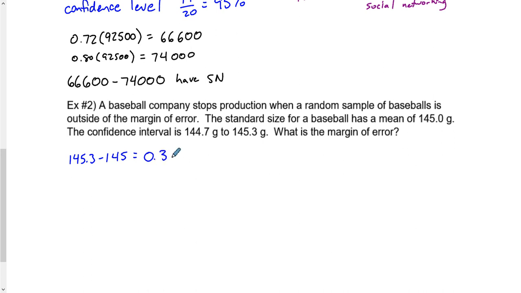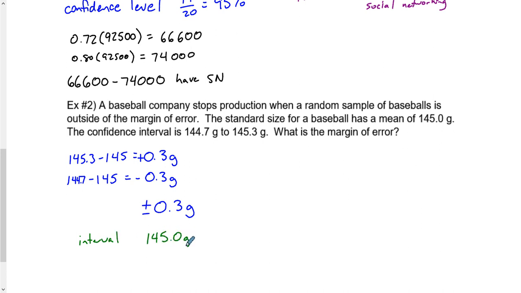Well, it could be 0.3 grams above it, 145.3 subtracting 145. Or it could be 0.3 of a gram below it, which means the margin of error is just plus or minus 0.3 grams. If we wrote it as an interval, we would write it as 145.0 grams plus or minus 0.3 grams.